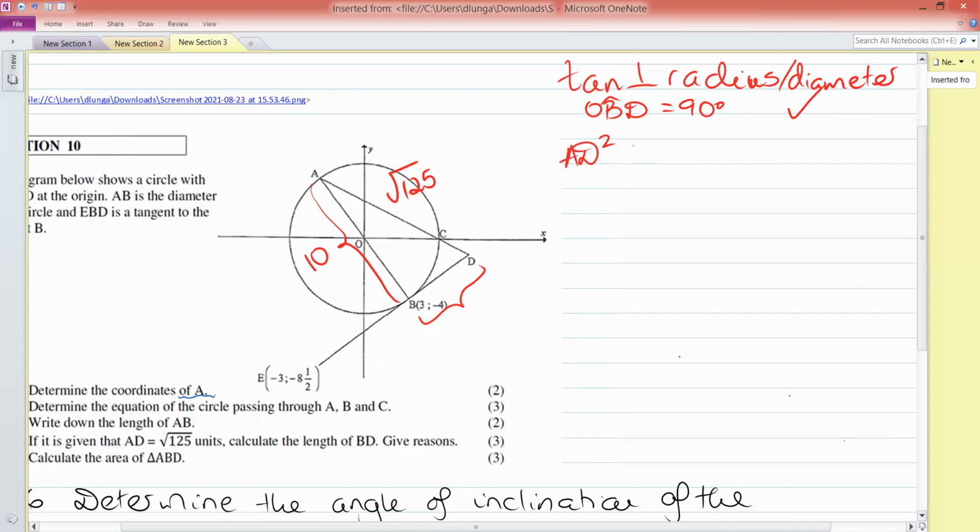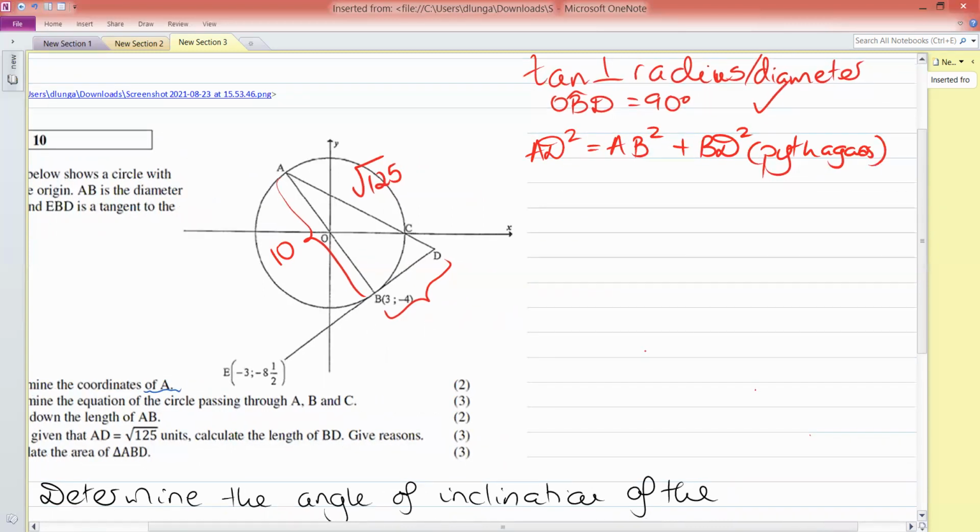We can say AD squared is equal to AB squared plus BD squared. The reason is Pythagoras. Again, for writing Pythagoras, you're going to get a mark for that. And remember, it's not Pythag. We're going to write Pythagoras in full. So let's plug in what we have. Square root of 125, but we square that. AB, that's 10 squared. That's our BD squared. Balancing method: BD squared is equal to 125 minus 100.